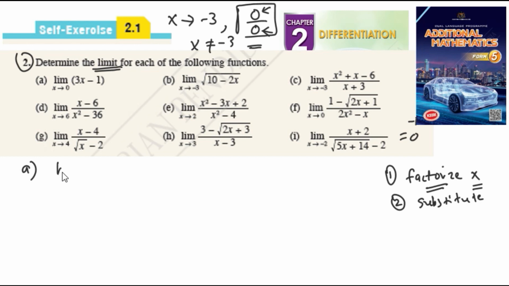Alright, never mind, I will just show you throughout the example. Okay, so limit x approaching 0. So you see here, you don't have any fraction, you cannot factorize x, so just substitute. So this one would be limit 3x minus 1 is equal to 3. So you substitute x with 0 minus 1, you get -1.